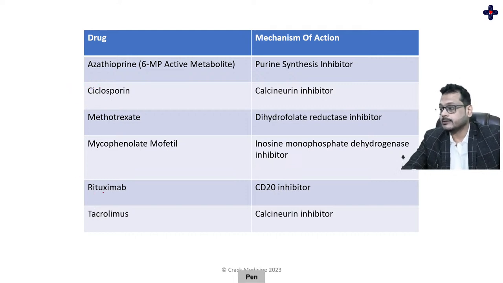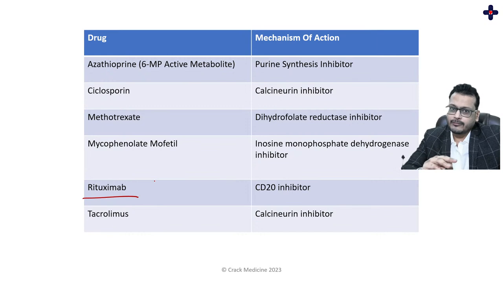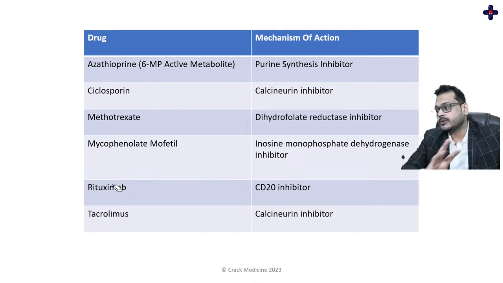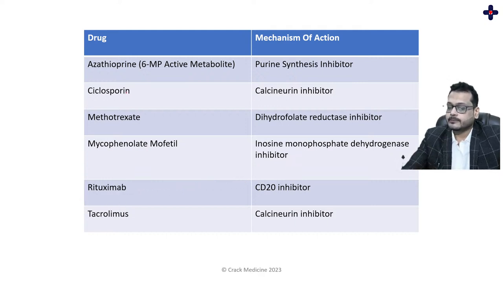Another very important drug is rituximab. The only thing you have to remember for your Part 1 exam for rituximab is that it is a CD20 inhibitor. If you remember this sentence, it is more than enough for you, right? And definitely you should know methotrexate. It is a DHFR inhibitor, that is a dihydrofolate reductase inhibitor. This is one of the reasons that it is contraindicated in pregnancy. If you understand the mechanism of action, you can understand the side effects and the effects it is going to cause, so you can understand very easily that it is contraindicated in pregnancy, right?